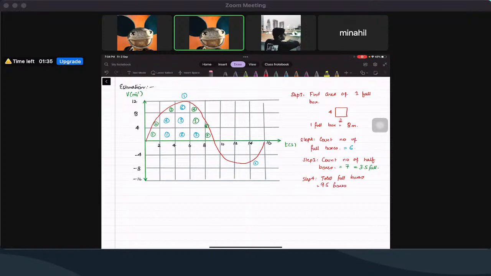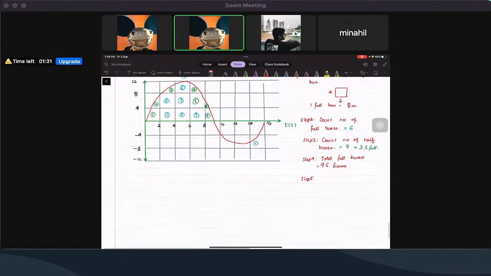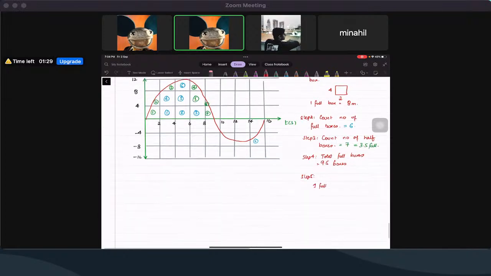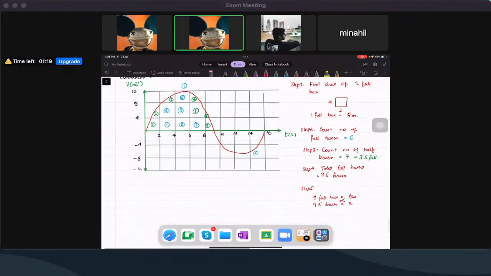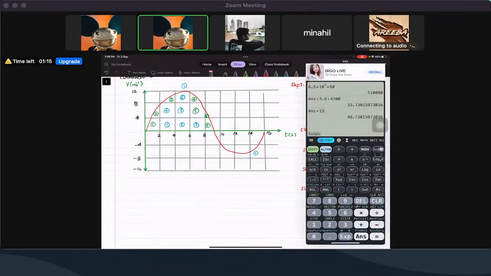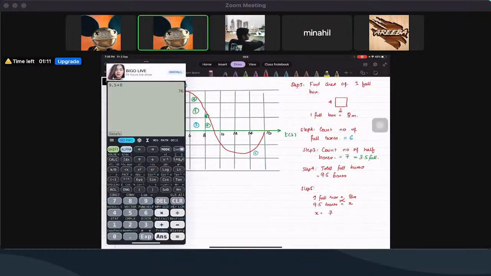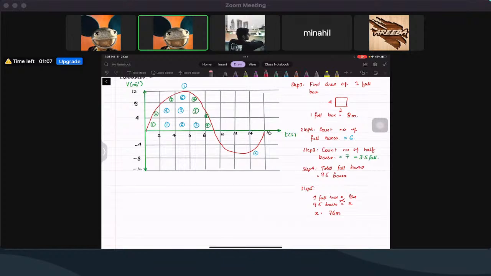Then step 5, you write, if one full box has an area of 8 meters, then 9.5 boxes will have x, and you're going to cross multiply this. So the total area that you're going to get for the first shape is going to be 76 meters. Any questions?